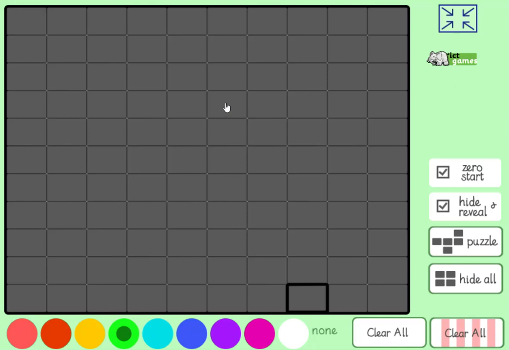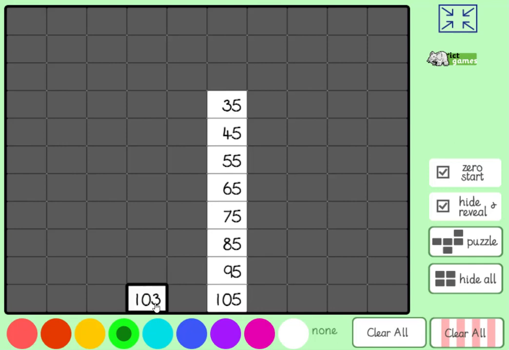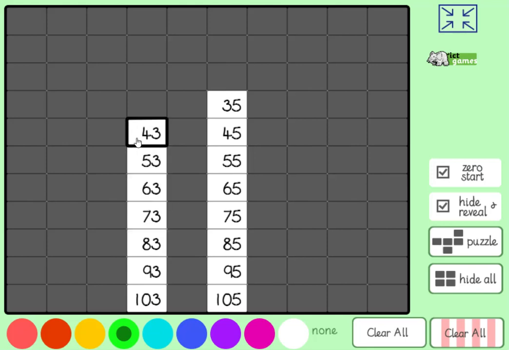Right, okay, so I'm going to count in tens again, and this time I'm going to start at 35. Okay, so counting in tens, 35, 45, 55. Okay, now I'm going to go backwards in tens this time. I'm going to start from 103, going down in tens. 93, 83. Fantastic.